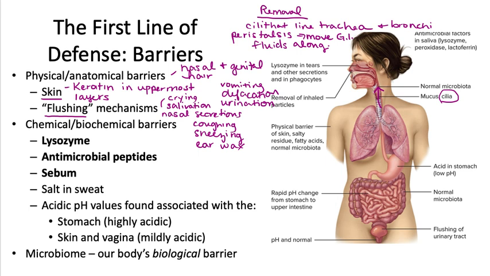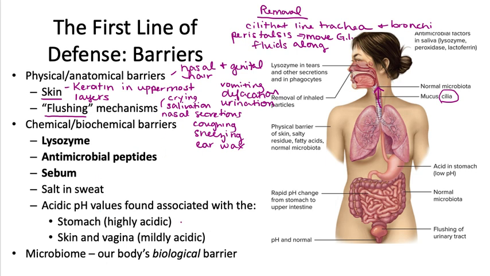So there are probably more examples, but these are the general ones I can think of that act as a physical, a removal, or a flushing mechanism. And all of these things are barriers that keep microbes from getting into the body. If microbes do get past the mouth and make it into the stomach, this is where several chemical barriers can come into play.